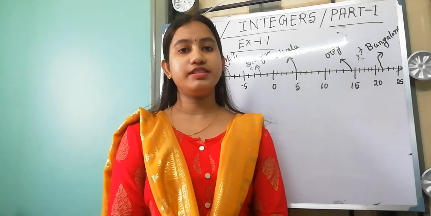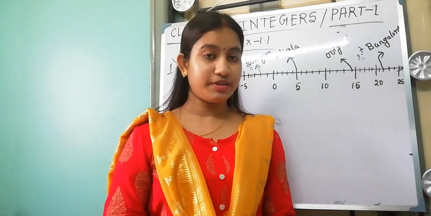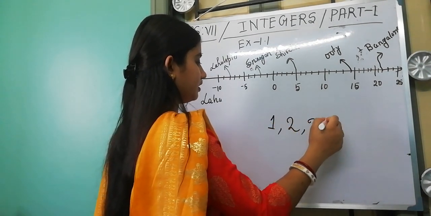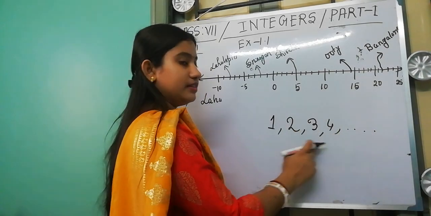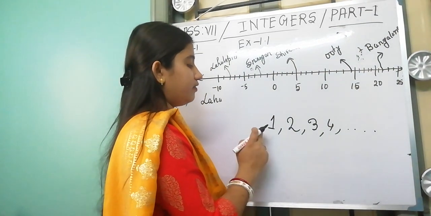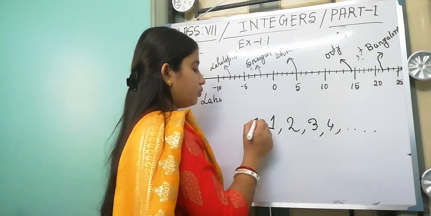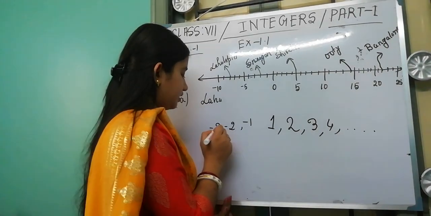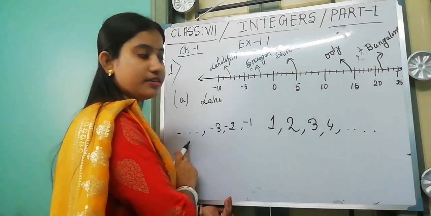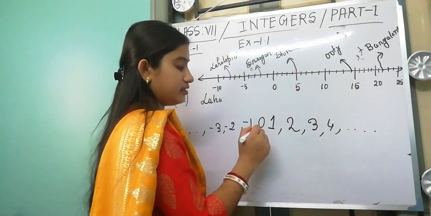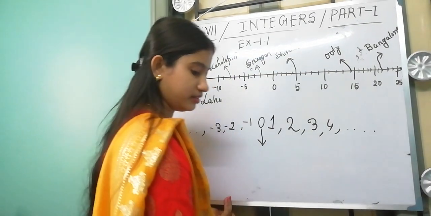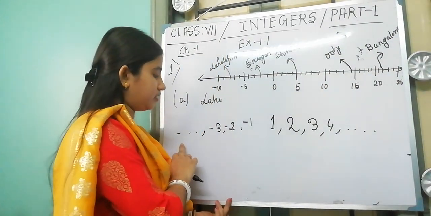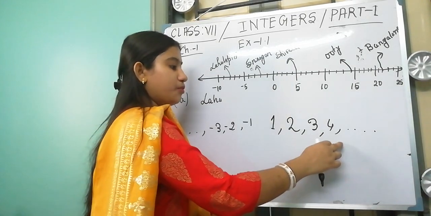So this is the new chapter, chapter 1, integers. Integer means, we know that 1, 2, 3, 4 and so on are natural numbers. And if we add the negative portion without 0, that means minus 1, minus 2, minus 3 and so on, this is the negative portion, this is positive. And it is 0, this is neutral. Without 0, that means only negative and positive, these are called integers. These are negative integers and these are positive integers.